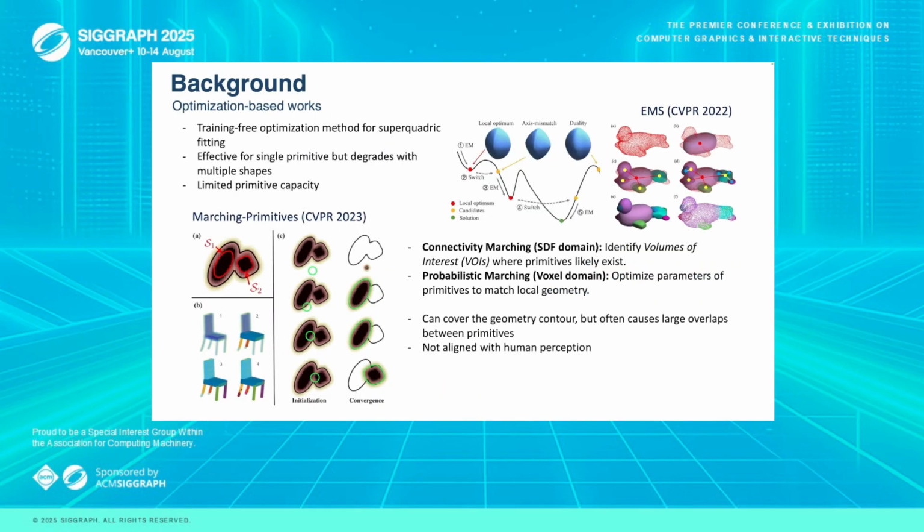Now let's look at how two-reason optimization-based works address this problem. First is EMS from CVPR 2022, using superquadrics-based optimization without training. However, as we can see from the upper right figure, it first fits one primitive as the main body, then hierarchically adds primitives to uncover areas, limiting fine-grained modeling, sometimes modeling complex objects as a single large block.